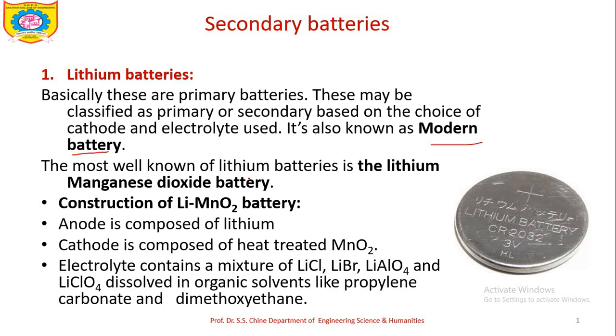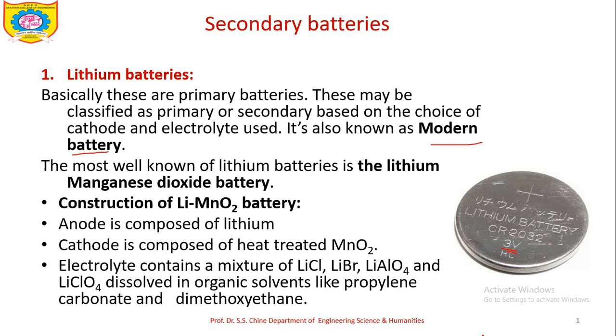These may be classified as primary or secondary based on the choice of cathode and electrolyte used. This is one view of the lithium batteries. These are also circular, spherical in shape, and give a potential of about 3 volt. You can see here. Now the most well known example of lithium batteries is the lithium manganese dioxide battery. How is this lithium manganese dioxide battery constructed?